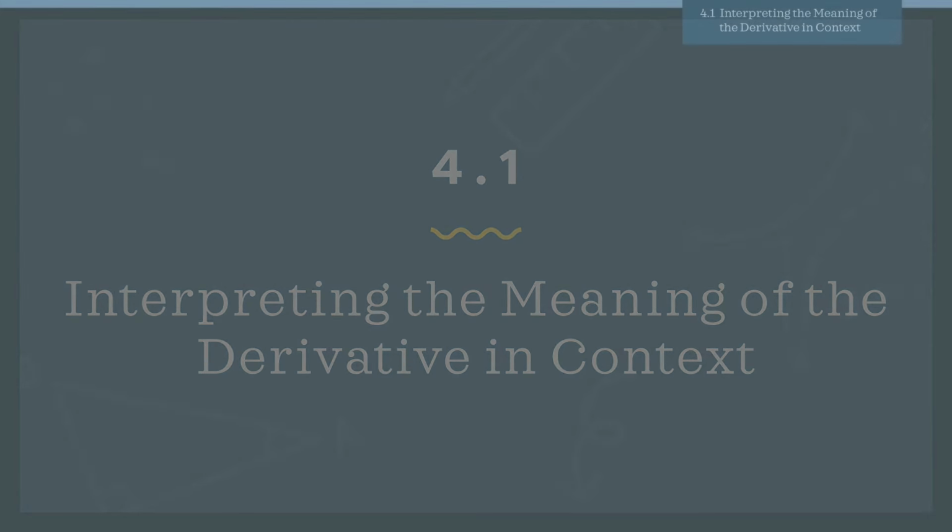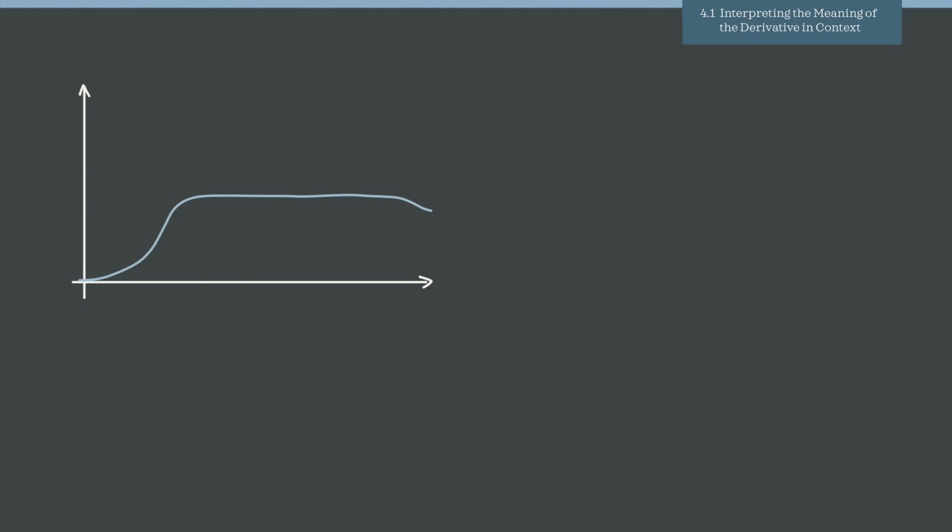The big takeaway from topic 4.1 is really just about being able to understand the relationship between the original function, its derivative, and its second derivative. So let's say, for instance, that we have this graph, and let's say that it models a person's height over their lifetime. So we'll call this function h of t to indicate that it's height at time t, where t is given by the number of years that the person has lived.